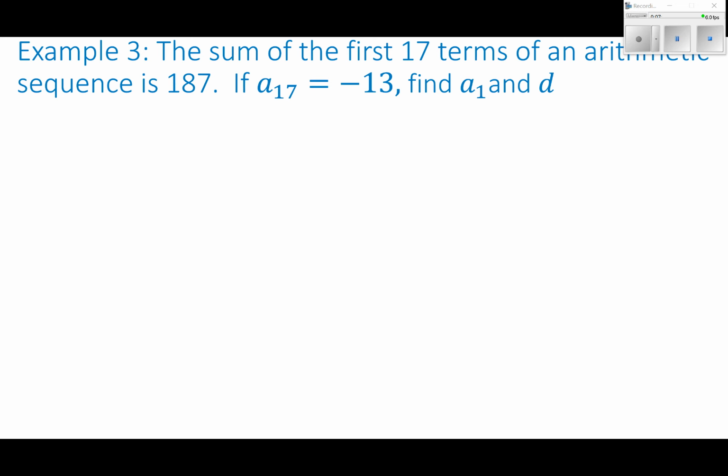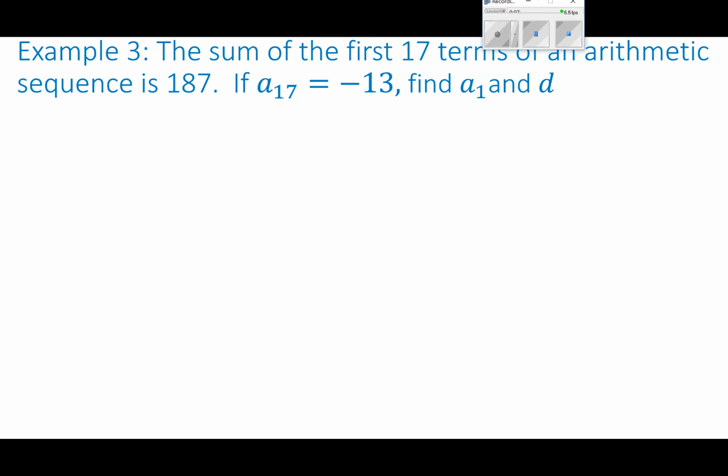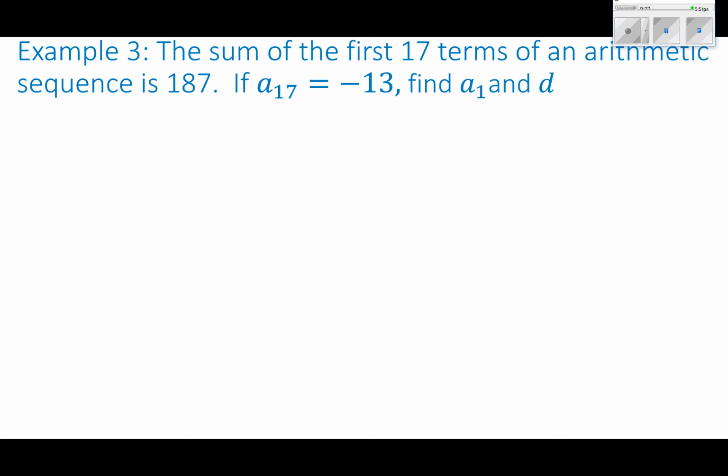All right, let's find the sum of the first 17 terms of an arithmetic sequence. So the sum of the first 17 terms is 187. If they tell me that the 17th term is negative 13, find the first term and the common difference.